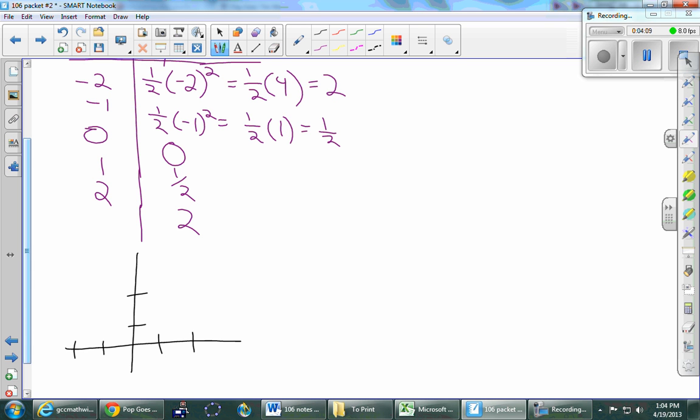So the first one is at -2, 2. That's here. -1, 1/2. Everybody see what we're doing here? X comma y. -1 and then 1/2 is maybe right there. 0, 0 is at the origin. And then you connect the dots with some smooth, continuous curve.